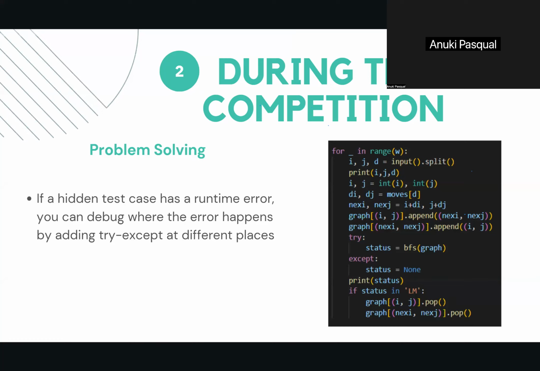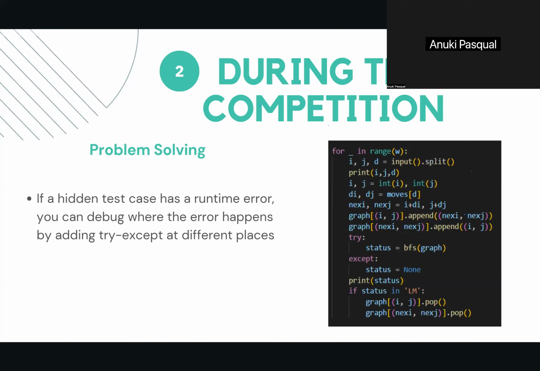So what you can do to figure that out is add a try except statement. Here I have shown an example of that. In this code, this BFS function is where the main computation happens, so I have added a try except statement there. That means if you get an error in this BFS function, it will skip that, so you won't get an error. You obviously get a wrong answer, but then that hidden test case will show wrong answer instead of runtime error. So you know that the BFS function is where the error is.